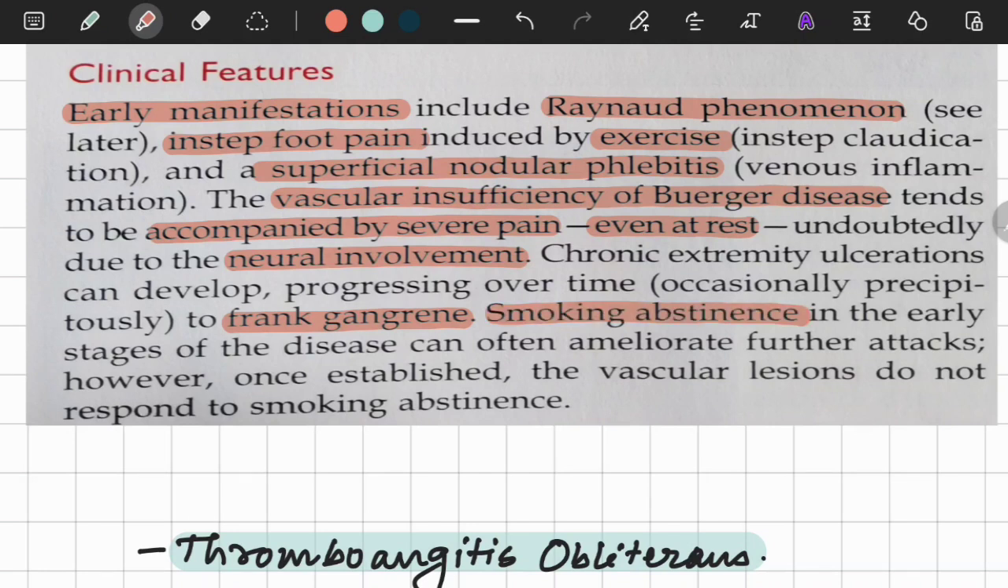Smoking abstinence in the early stages of the disease can often ameliorate further attacks, so smoking should be stopped as soon as the disease is diagnosed. However, once established, the vascular lesions do not respond to smoking abstinence.